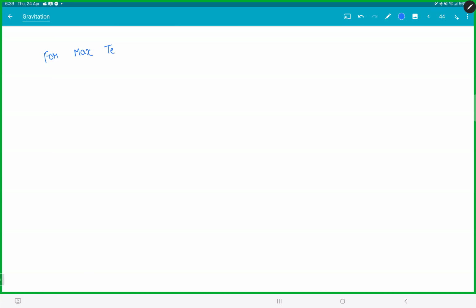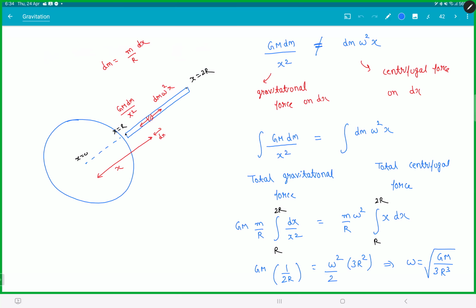this can be a really good one if they ask you tension and everything. For maximum tension, dT by dx is equal to 0. So basically dT is 0 and dT is this guy. So you get a pretty neat answer. Remember, just now I made a statement, these two can't be equal. That means the other way around, the point where these two are equal is the maximum tension.